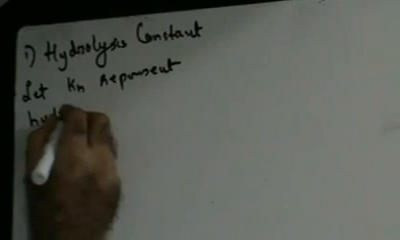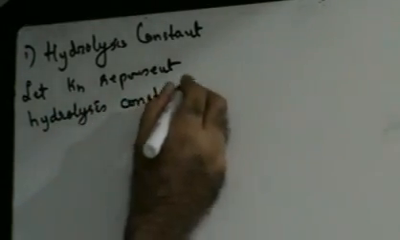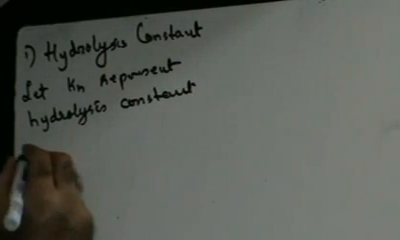Now, we had already defined what is hydrolysis constant. Hydrolysis constant is the equilibrium constant which is obtained by applying law of mass action to hydrolysis reaction of a salt. Let us assume that Kh represents the hydrolysis constant.